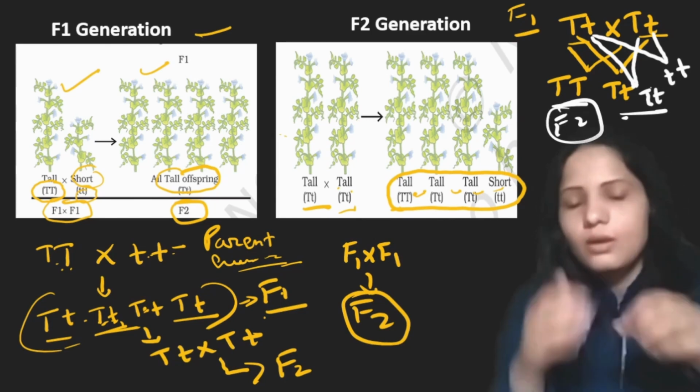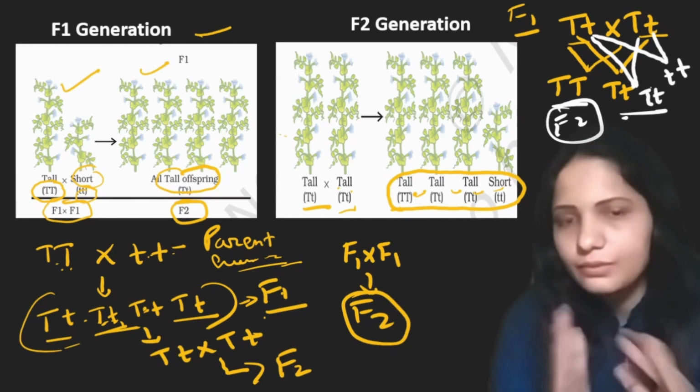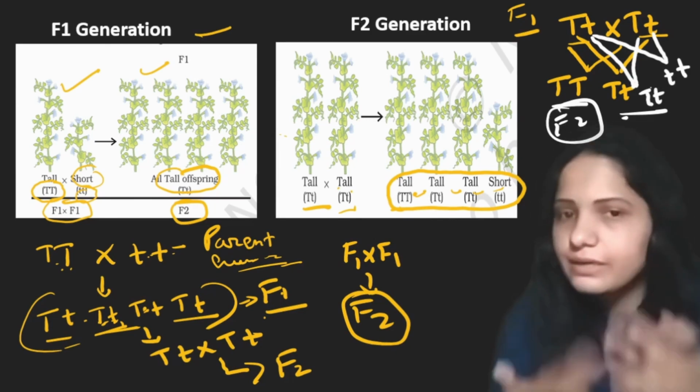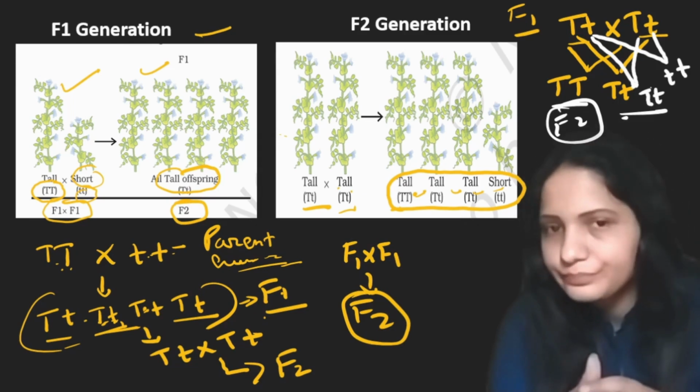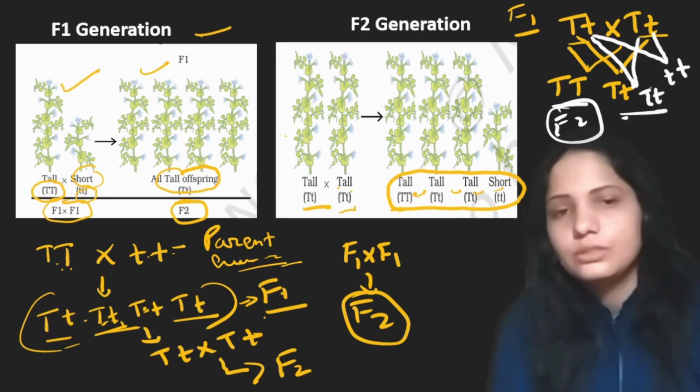Now you know monohybrid cross. Now you can perform a monohybrid cross, and you know what is the parental generation, what is the F1 generation, what is the F2 generation. Okay, all right. This was your basic.